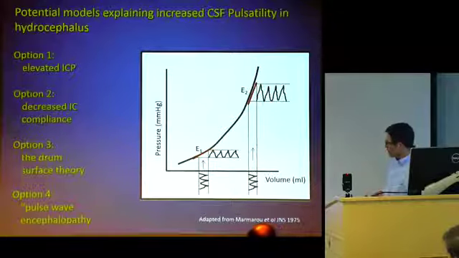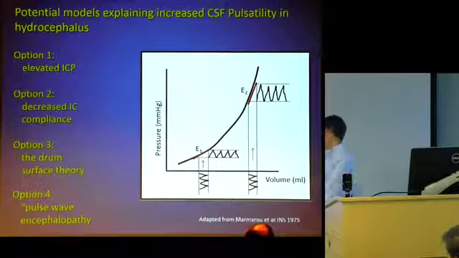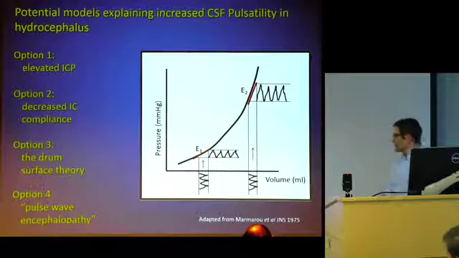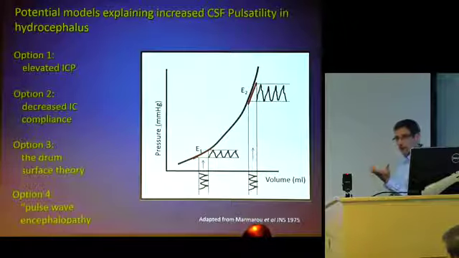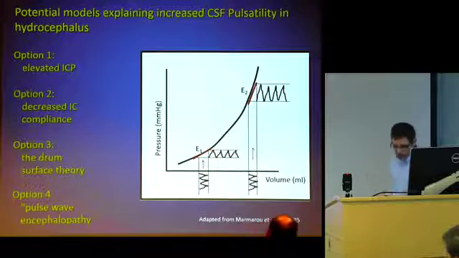And the fourth one is, as someone mentioned, Grant Bateman. I believe this phrase goes back to him: pulse wave encephalopathy. That the increased pulsations are actually transmitted into the microvasculature.